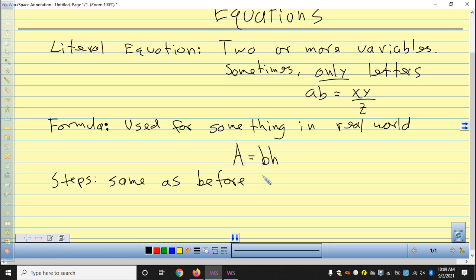So I just want to go through some examples of solving these literal equations. And for a couple of them, we will plug some numbers in and calculate some things. So really, it's nothing new. It's just sort of a different way that the equation might look. All right, so we're good with the idea so far? Okay.